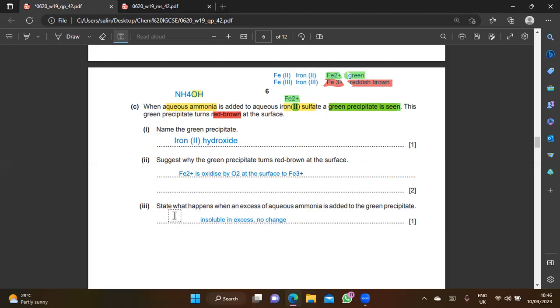Next question. State what happens when excess aqueous ammonia is added to the green precipitate. So we add more of it, and nothing happens. Why? Because the precipitate is insoluble in excess. So you can say insoluble in excess, no change. Something like that deserves 1 mark.